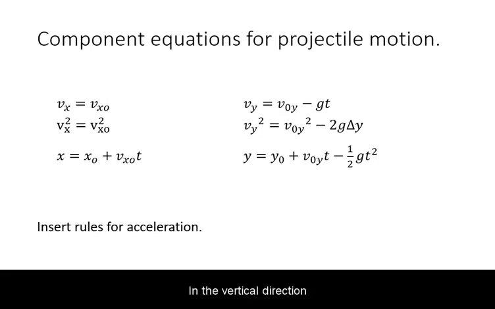In the vertical direction, we replace acceleration with negative g. The negative indicates the direction downward, and the value of g is the acceleration due to gravity near the surface of the Earth, 9.8 meters per second squared.